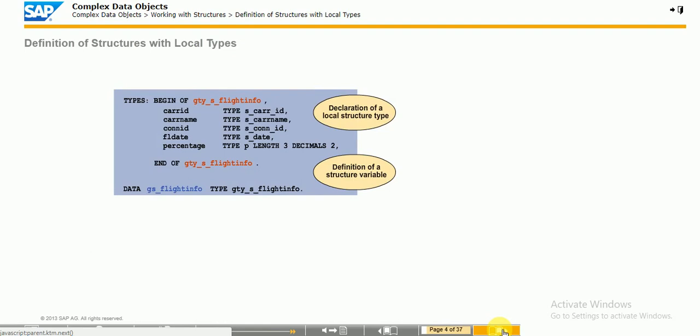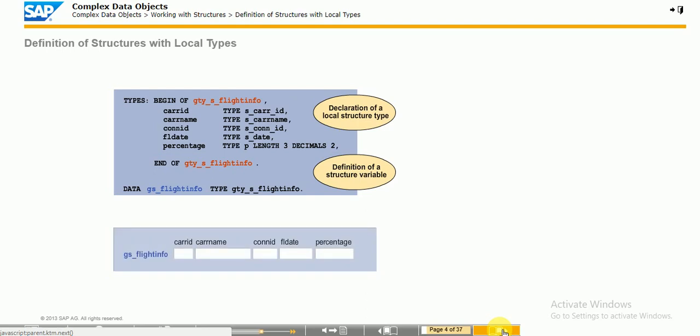Use the TYPES statement to define local structured types. Here, the components are enclosed as shown: TYPES: BEGIN OF structure name, END OF structure name. Assign a type to each component by using the TYPE addition. For more details, refer to the keyword documentation for the TYPES statement. Define the data object in the usual way.